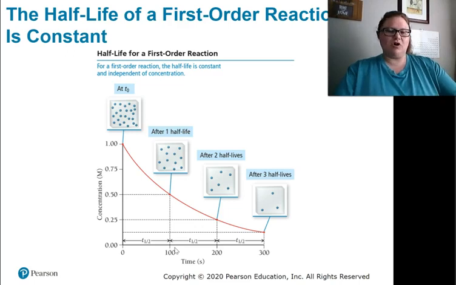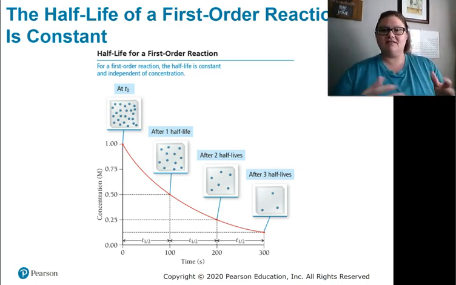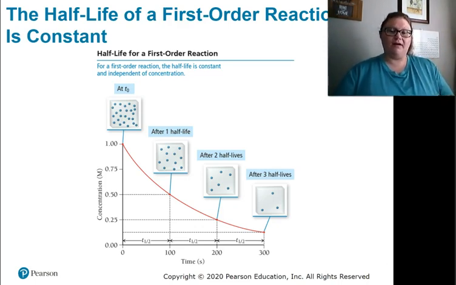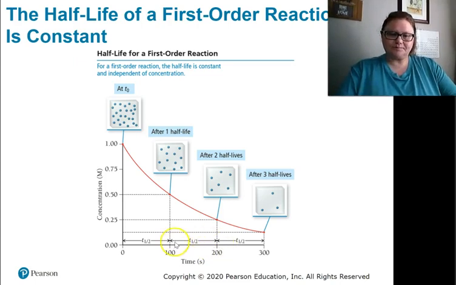Okay, so every 100 seconds, this substance is going to have half of its material gone. Now, it doesn't just disappear. It'll either radioactively decay, okay, into different energies, which is a whole other story, or it will turn into product, okay? So some other product.